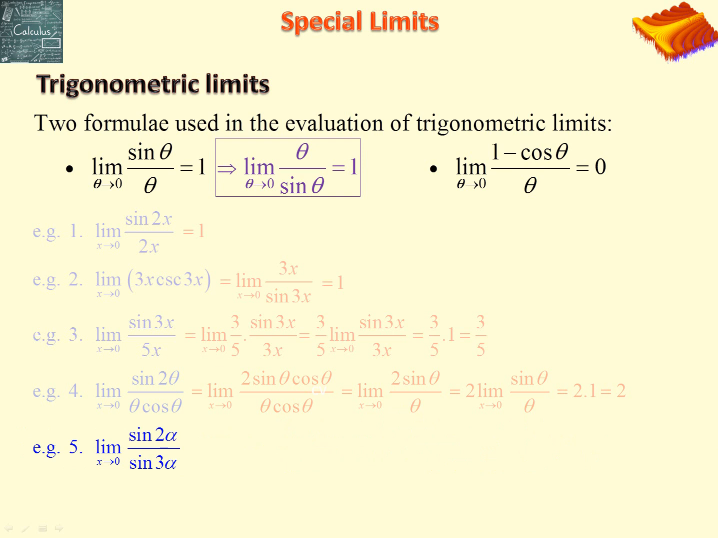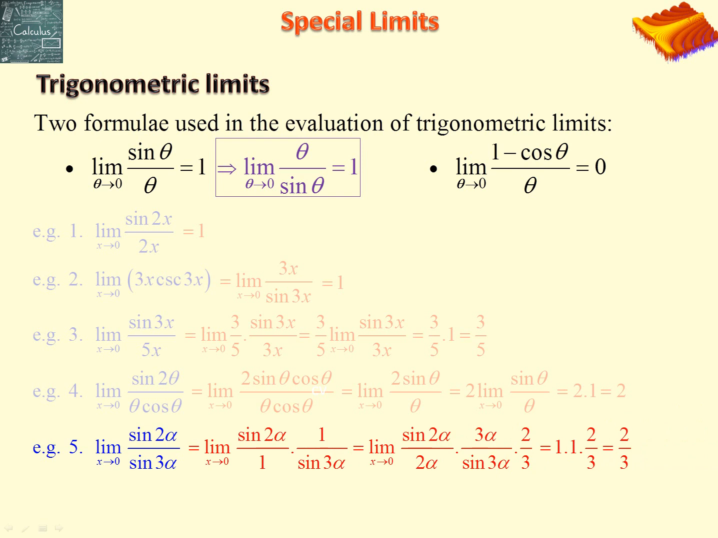Sine 2 alpha over sine 3 alpha. Well, we're going to divide into two separate factors. There we are. Now that still is sine 2 alpha over sine 3 alpha. And so we know that that tends to 1 and that tends to 1, so we have our 2/3 as the answer.